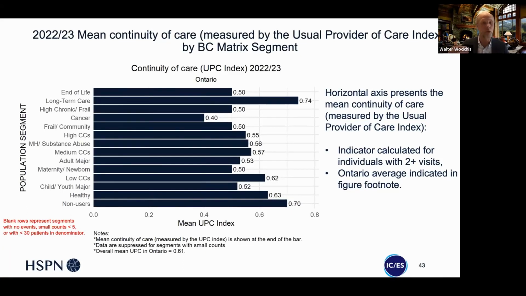pattern. So people do not stay in these categories forever. Hopefully they'll come out of the cancer care system and fall back into one of the other lower needs groups where we have slightly higher continuity of care, but not brilliant.